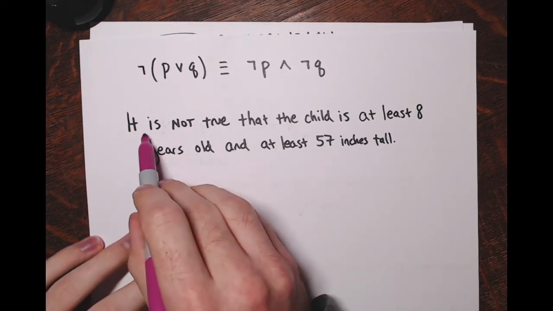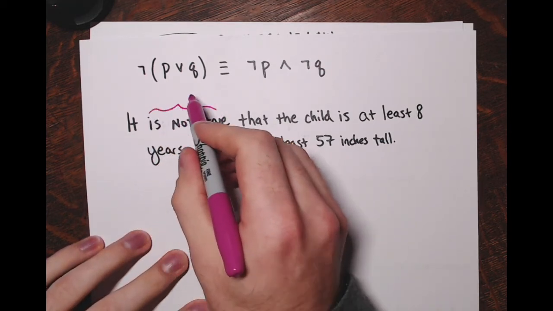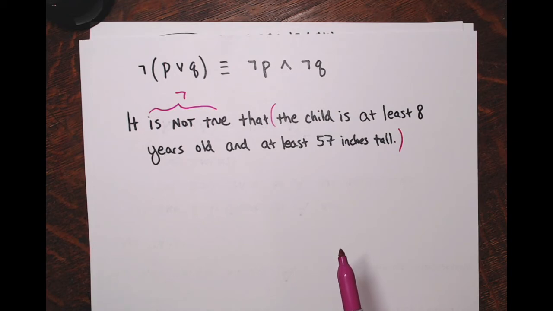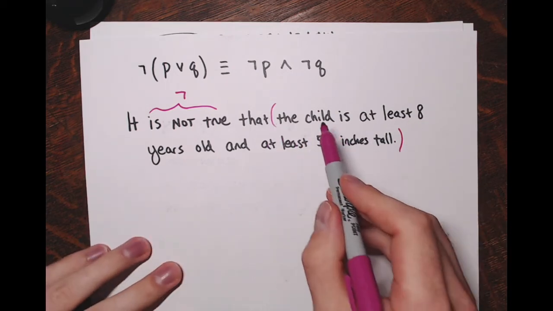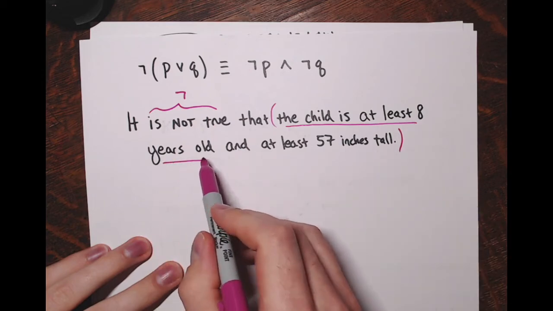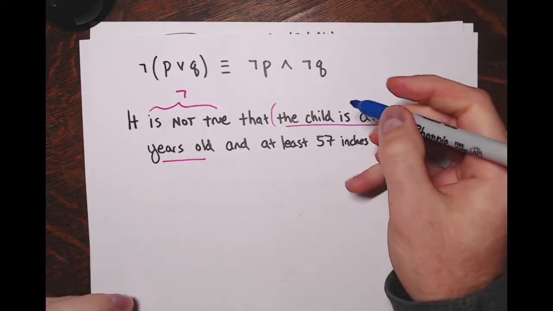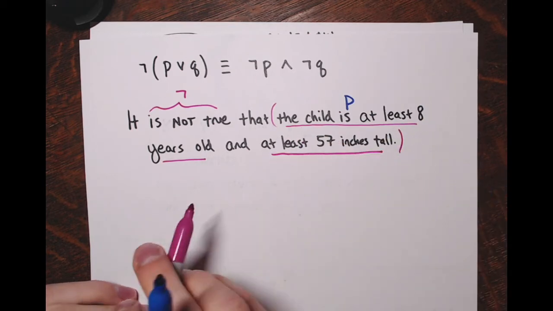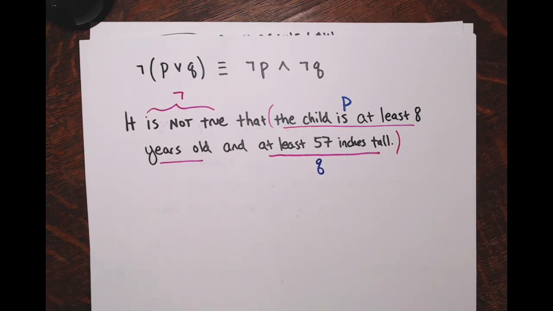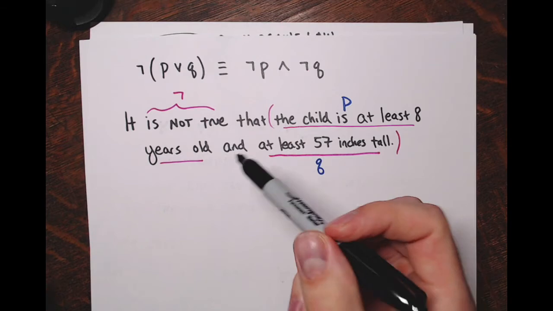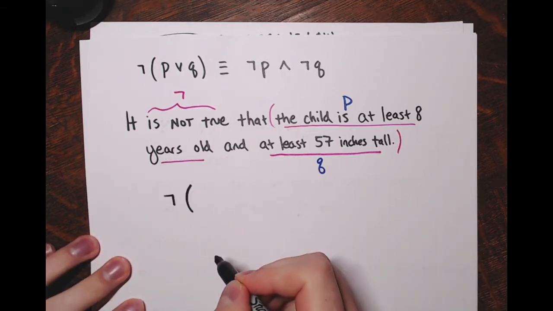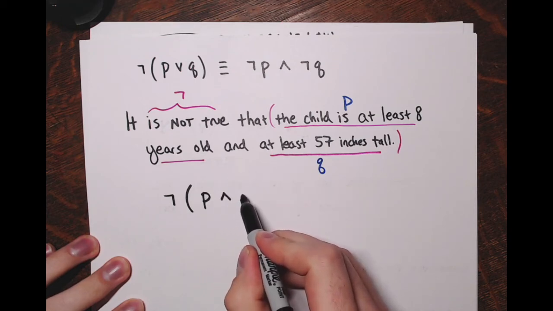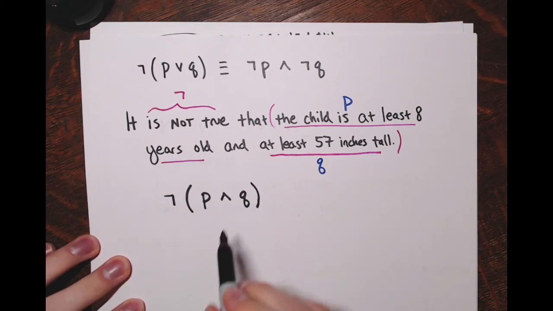All right. It is not true, so this is a negation, that the following, and all this is not true, right? So I'm going to put this in parentheses. The child is at least 8 years old. All right, that'll be statement P. And the child is at least 57 inches tall. That's statement Q. So what I have here is, it is not true that the child is at least 8 years old and the child is at least 57 inches tall.